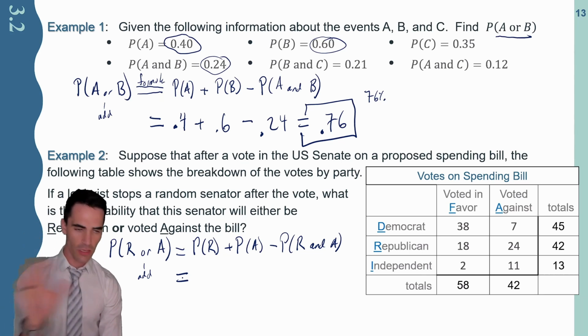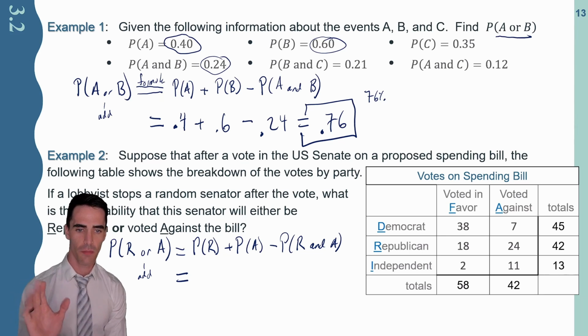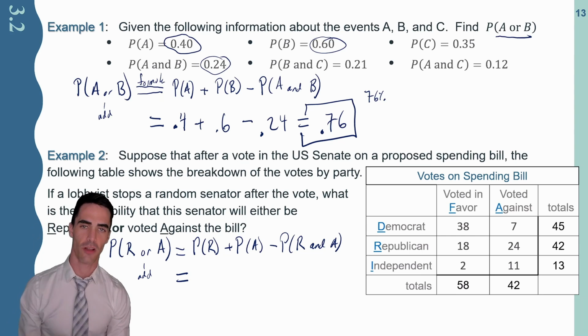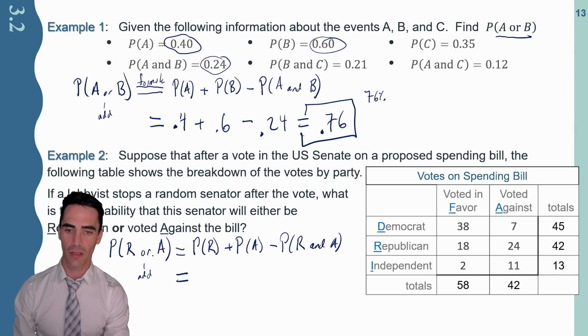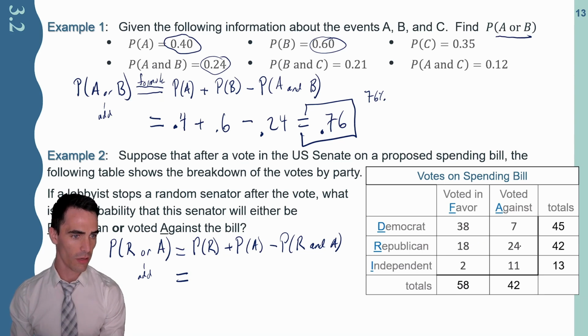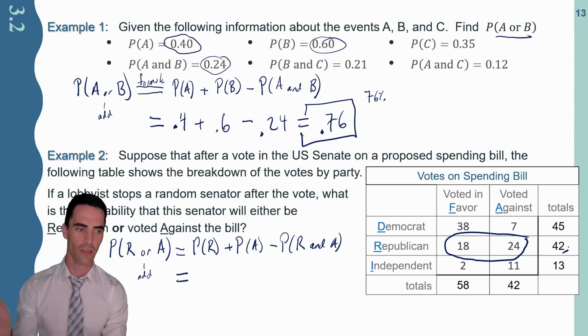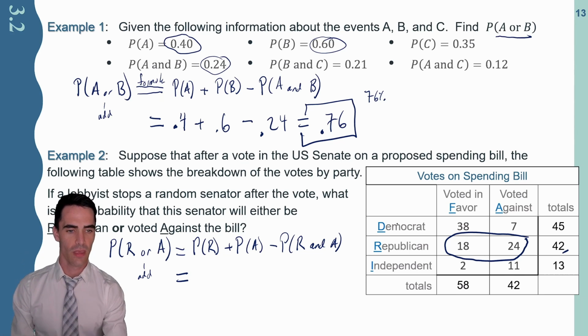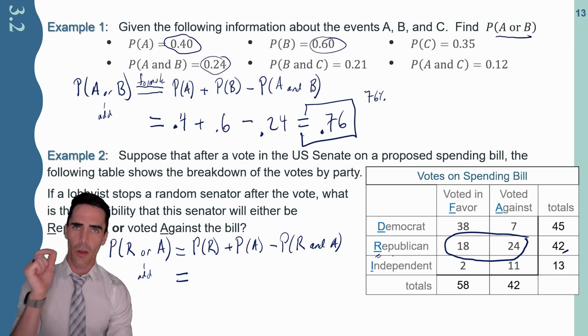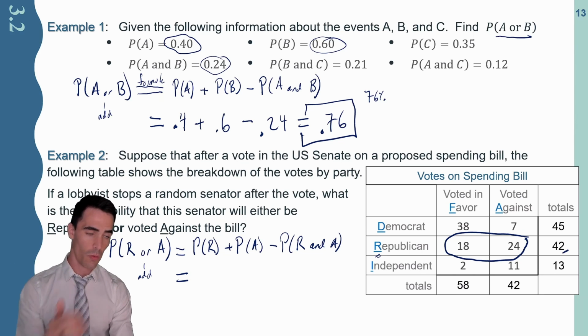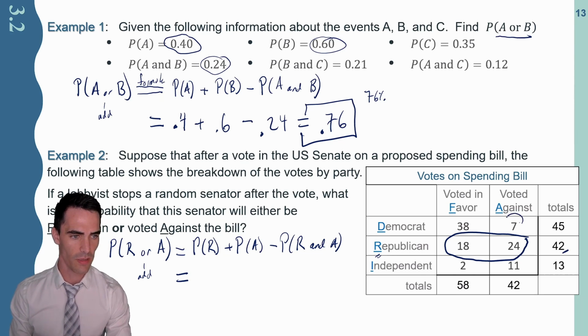As a side note, there is a way that you can do this without the formula, but I want to show you why we need the formula. That's why I'll start off with it. And so I'm looking for Republican or A. First, let me talk about these Republicans. I can look at them over here. It looks like I have 18 plus 24 of those individuals. In fact, I know the total is 42 there. Those are my Republicans. If I want to also talk about Republican or voted against the bill, that's going to be these individuals over here.